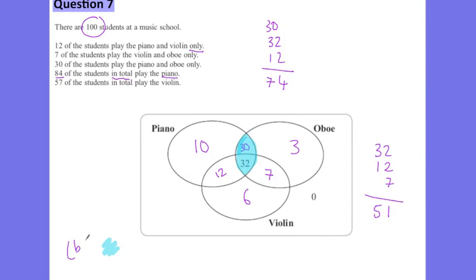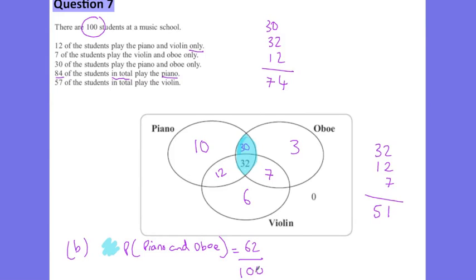So for part B, probability of piano and oboe is equal to 62, the total, divided by 100. 100 students altogether.